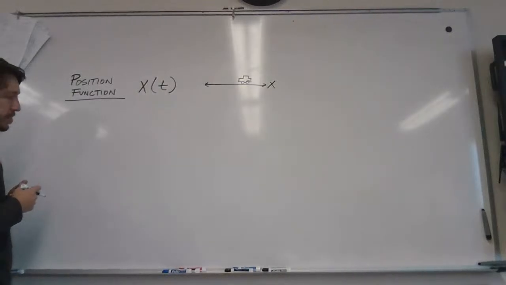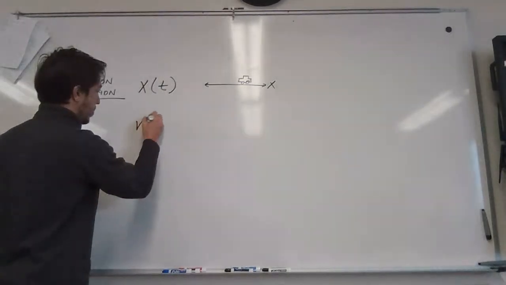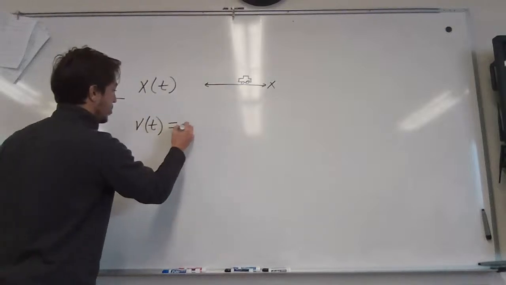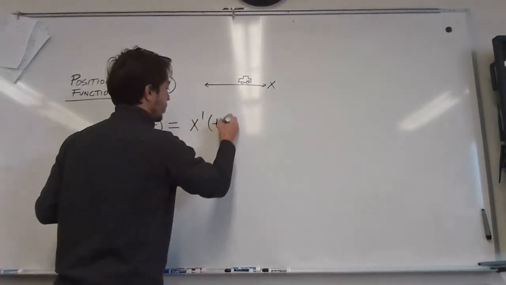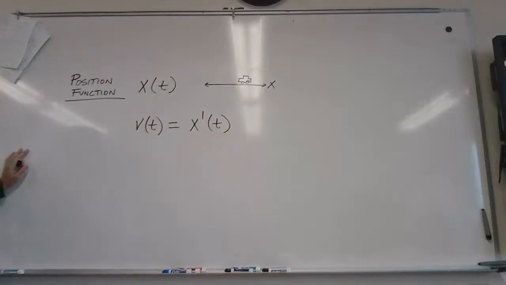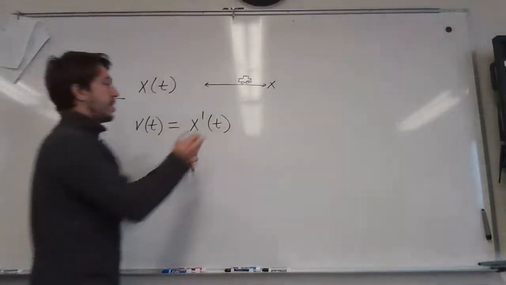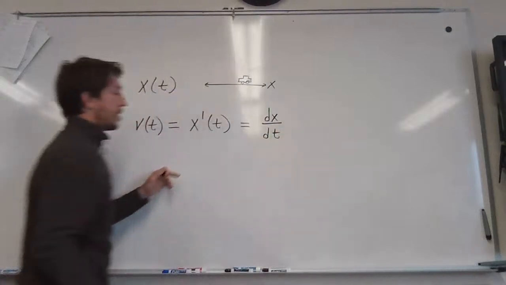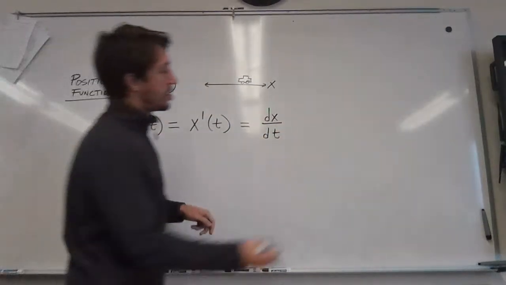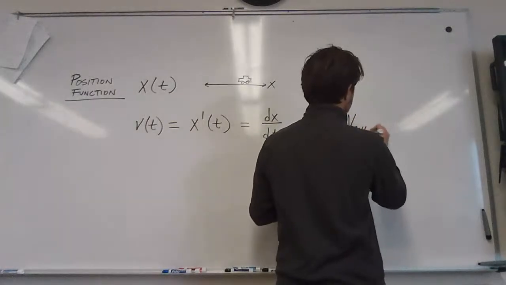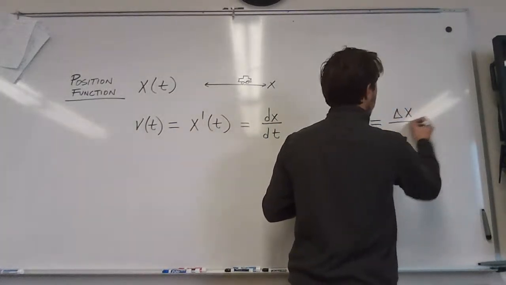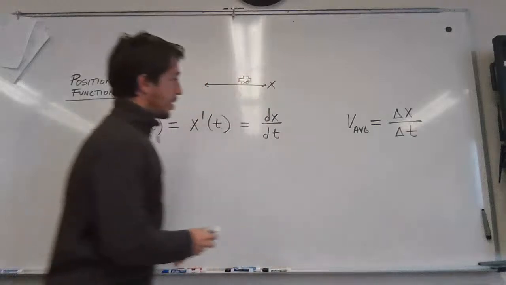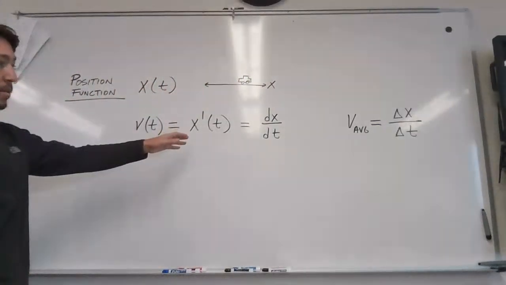Okay, so then how about velocity? Well, the velocity function is just the derivative of the position function. So that's the instantaneous velocity function. Think about what that means. The derivative is the change in x over the change in time. Now, if you think about this equation, that's a lot like saying the average velocity is the displacement over the time period. So take a second and think about that. Make sure that makes sense to you.